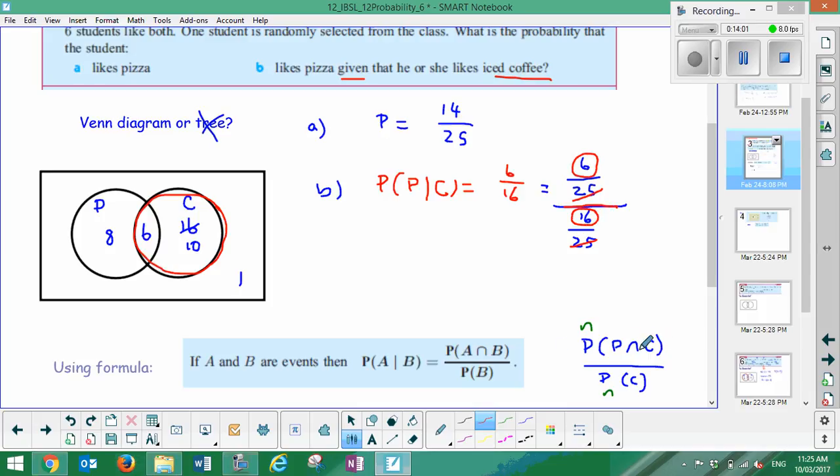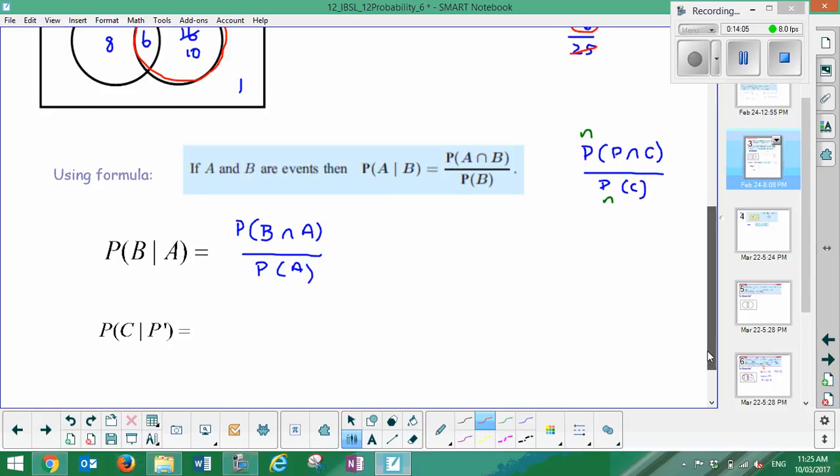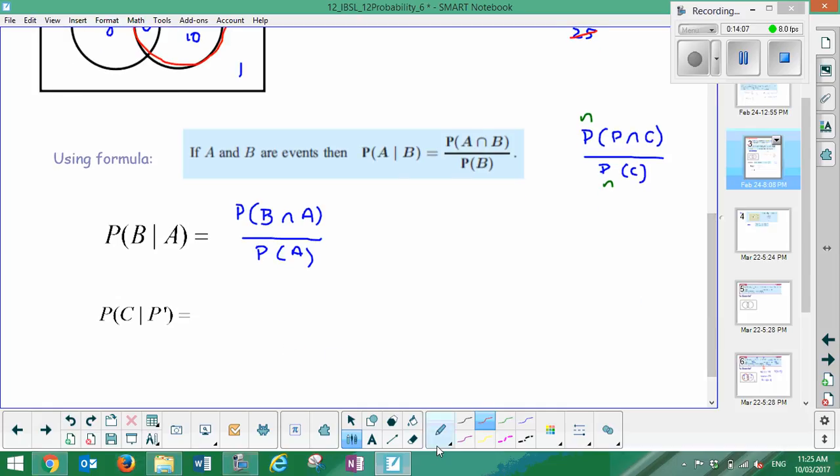All right? So working from the probabilities, what about the probability of someone liking coffee given that they don't like pizza? That means we want to find the overlap. So write out the formula every time: the overlap of coffee and not pizza, divided by the probability of not liking pizza.